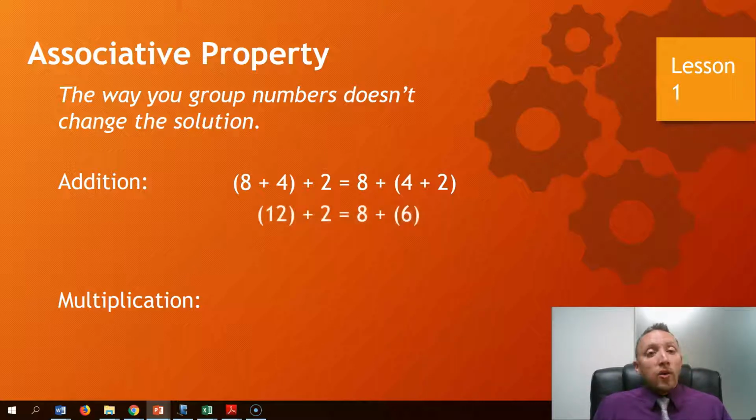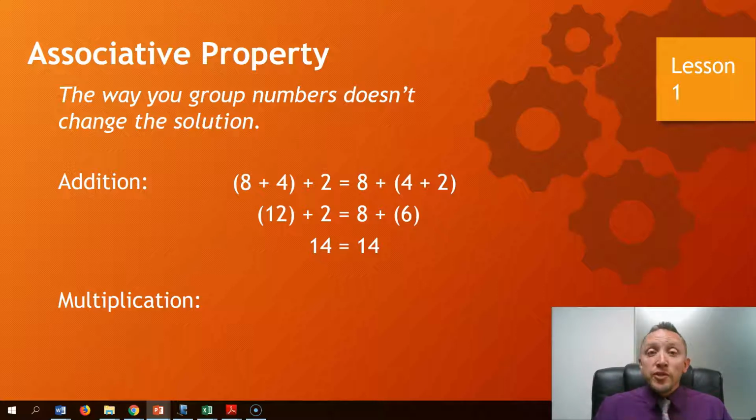To start out with, 8 plus 4 would be 12, and then we would add 2. On the right side, if we did the 4 plus 2 first, we would get 6. And 12 plus 2 is 14, and 8 plus 6 is also 14. So the way we grouped those things with addition didn't change the answer any. So the associative property works with addition.